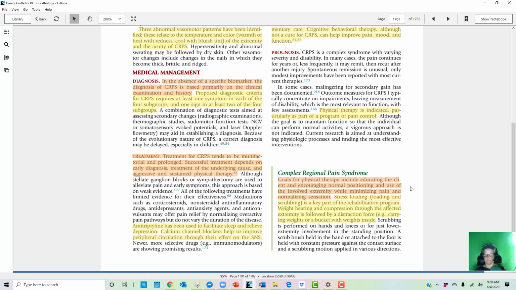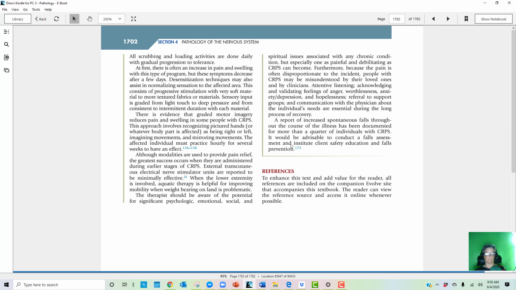All scrubbing and loading activities are done daily with gradual progression to tolerance. At first, there is often an increase in pain and swelling with this type of program, but these symptoms decrease after a few days. Desensitization techniques may also assist in normalizing sensation to the affected area.